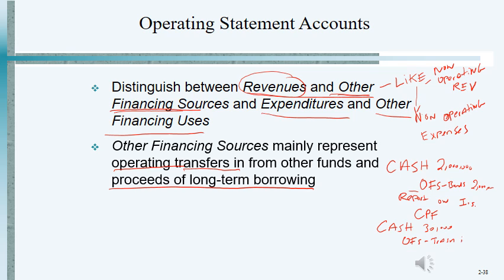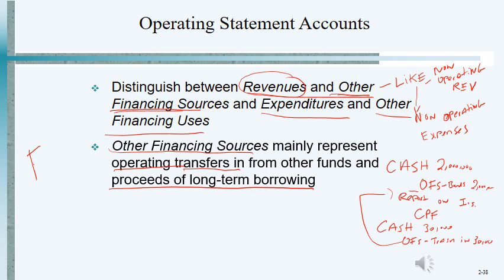Okay, transfer in, but we would credit that for $30,000, right? Again, that is reported where? That is reported, just like we said before, for the bond proceeds, on the income statement. So there's our two other financing sources, which are what? Operating transfers, proceeds from long-term debt.